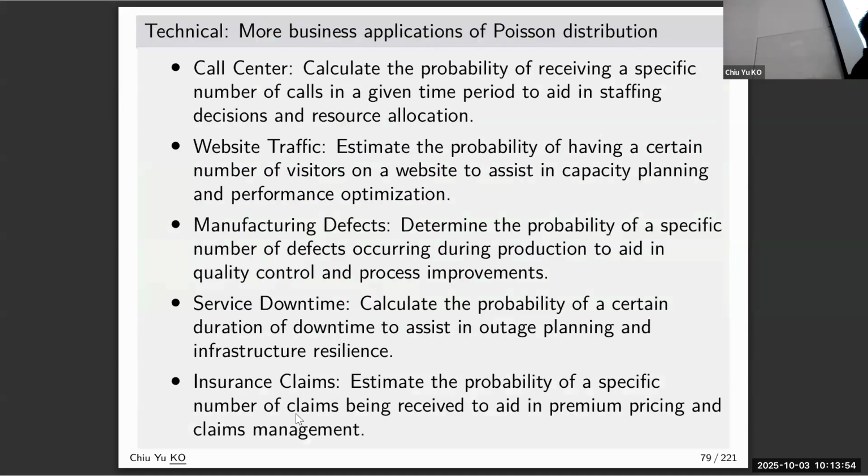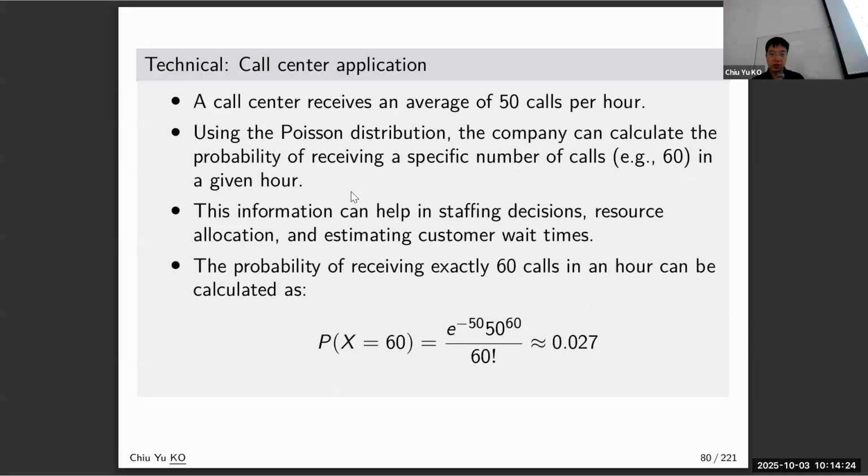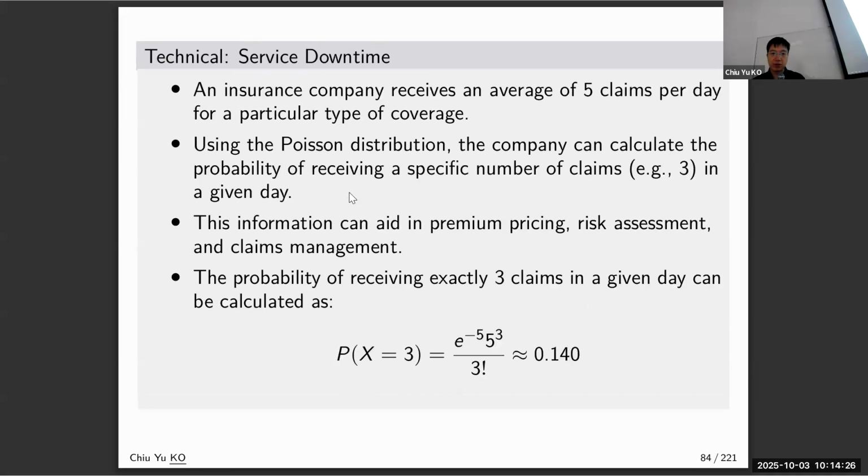And there are many applications as well. For example, you can calculate the website traffic. You can calculate how many people would come. Then you have to calculate how much bandwidth you need, or how much computing power has to be reserved to serve the customers. So there are many examples here. I'm not going to go through them one by one, but you can see there are a lot of applications of Poisson.